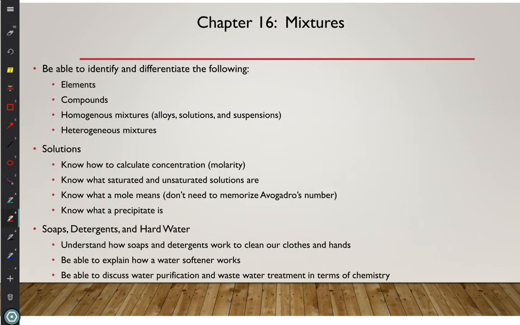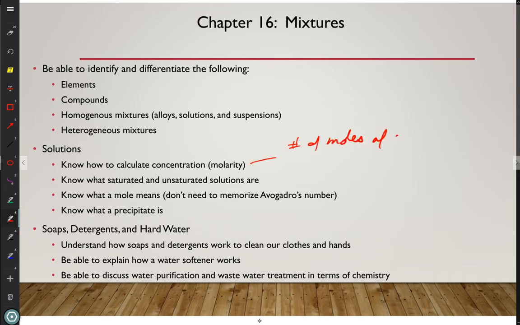Okay, chapter 16. Okay, I already talked about this entire top part. Solutions: when you mix things, the lower concentration thing is called the solute. The greater concentration thing is the solvent. Them together is the solution. So you need to be able to calculate the molarity. That is the number of moles of solute divided by the liters of solution.